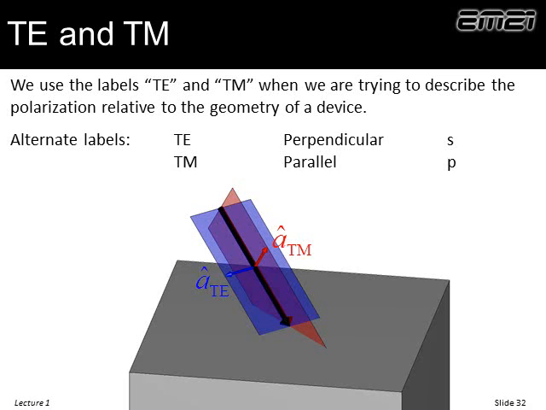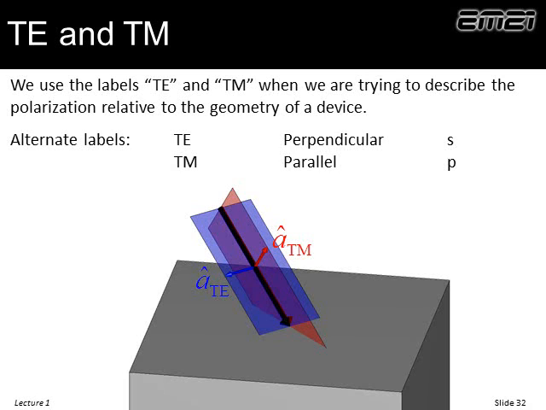So as soon as you hear TE and TM, there absolutely has to be a device involved. It doesn't make sense to talk about TE and TM of a plane wave in outer space, because they're all transverse electromagnetic, TEM. So when you hear TE and TM, there's got to be a device, and somehow we're defining these two orthogonal polarizations relative to the device.